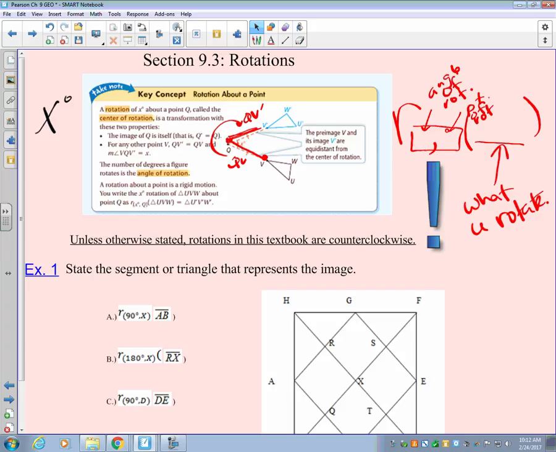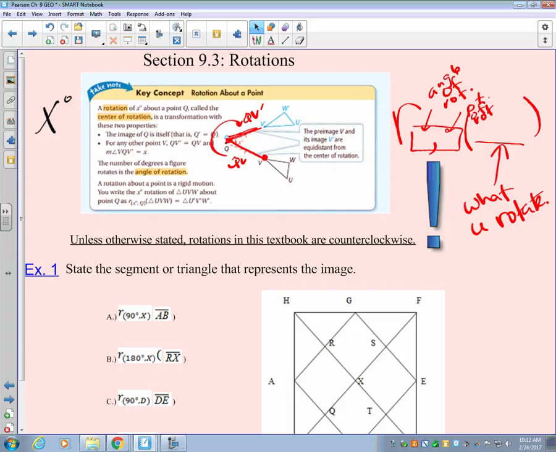Awesome. All right, Jack, let's see how you can do with this. This little statement underneath this information is not only underlined, it's a bigger font, it also has an exclamation point. So it's got to have a lot of emphasis. It's really important. So Jack, go ahead and read this statement to us. Unless otherwise stated, rotations in this textbook are counterclockwise. So if the clock goes this way, all the rotations will go to the left for this book.